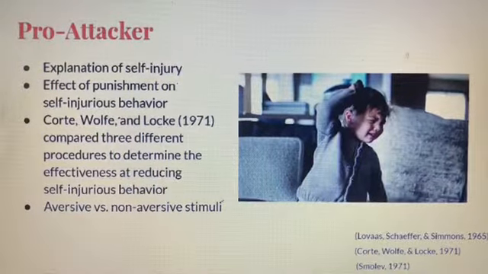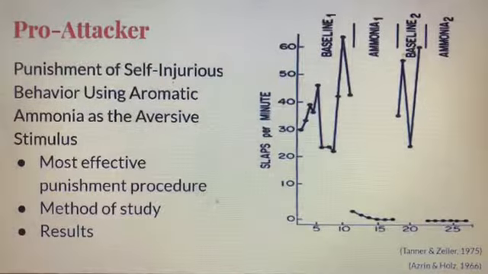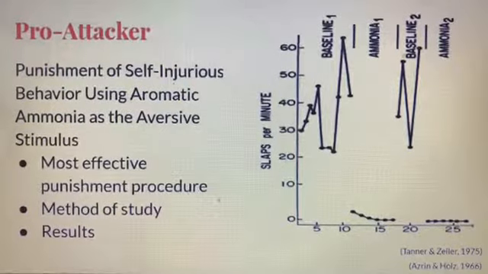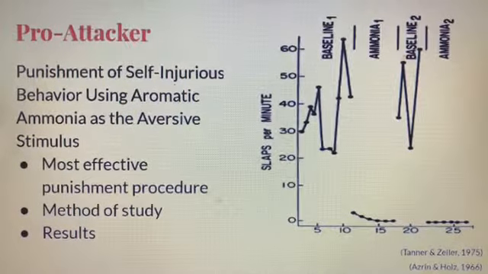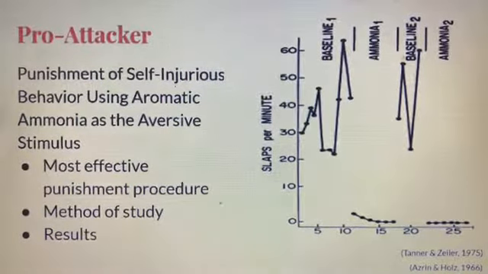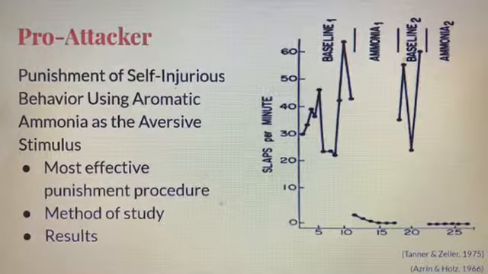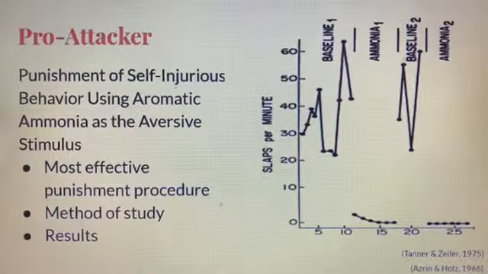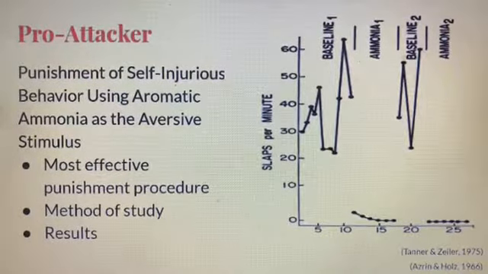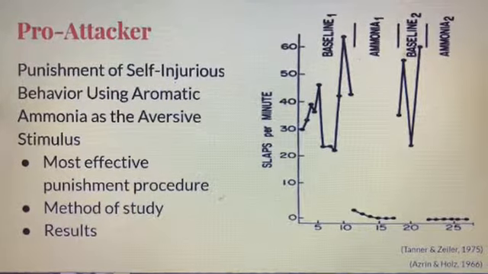A study was done on the punishment of self-injurious behavior using aromatic ammonia as the aversive stimulus. According to Azrin and Holtz, in order for punishment to be effective, it must be administered immediately following the unwanted behavior. The participant in this study was a 20-year-old woman with autism. She engaged in the self-injurious behavior of hitting and biting. She was also known to eat her own feces and urine if left unattended.